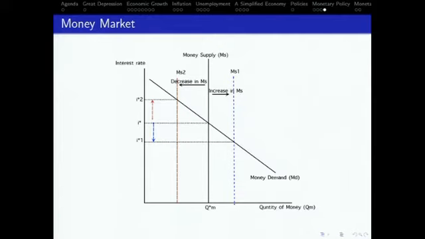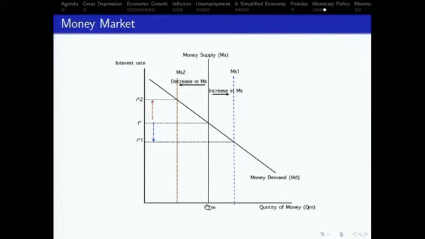So what will be the equilibrium interest rate in this model? Where money demand equals money supply. So if you look at this I star, can you see my hand, a little hand here? So basically, you can see that this is the point where money demand equals money supply. So your interest rate is I star and equilibrium money demand is Q star N, right?